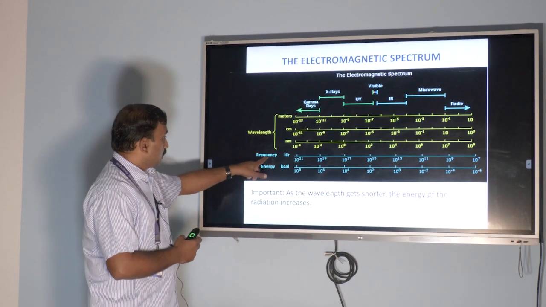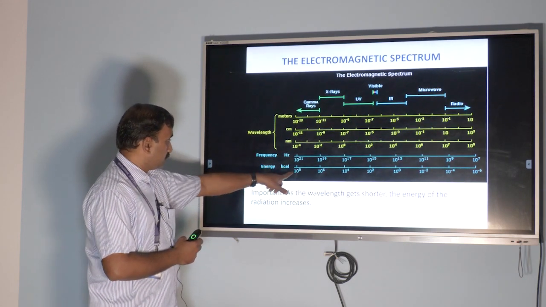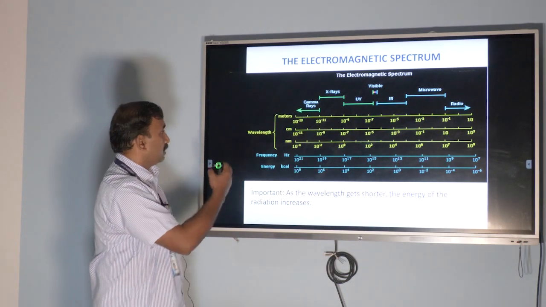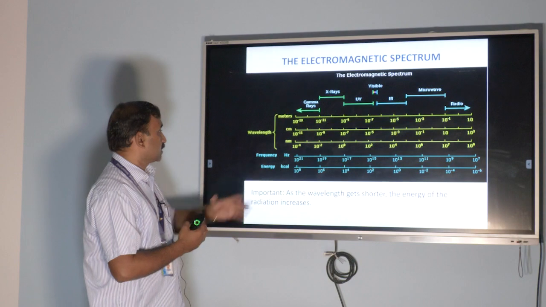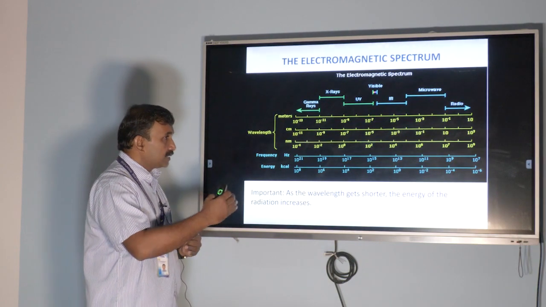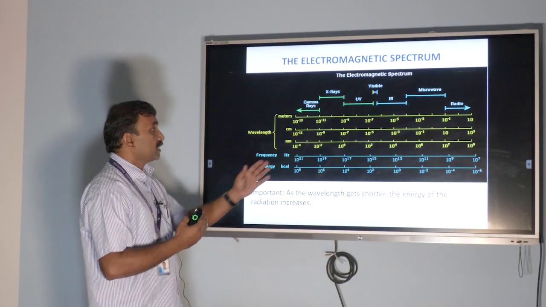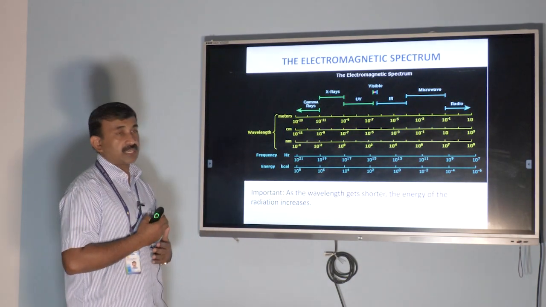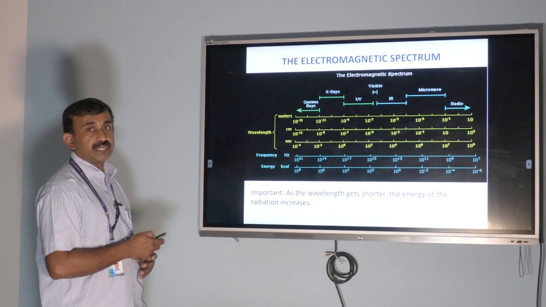Below that is the frequency, and this is the energy of each radiation. When we examine the wavelength and energy, as the wavelength increases, the energy of the radiation decreases. That is the relationship between wavelength and energy of electromagnetic radiations.